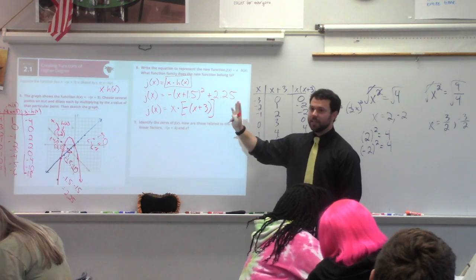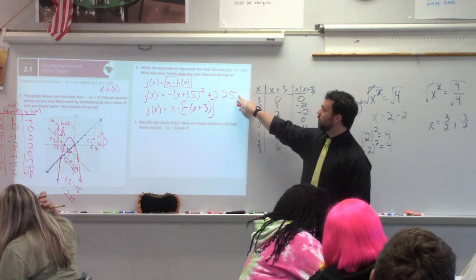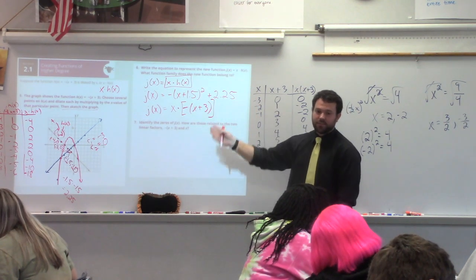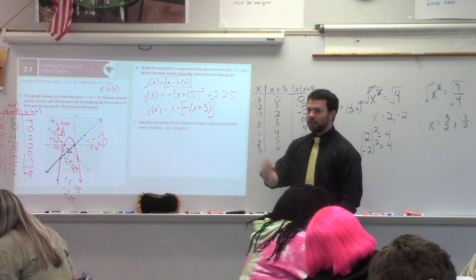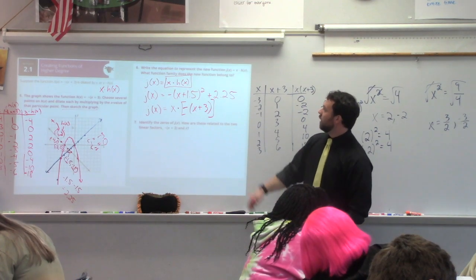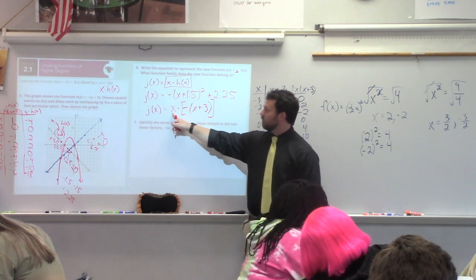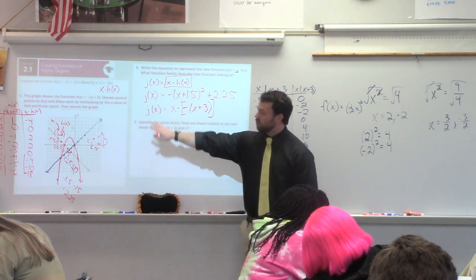Now, I will point this out. That equation works. That's vertex form. But it will not help you learn what I'm trying to get you to learn out of this. What I want you to see is that this x right here, where do we see that on the graph already?